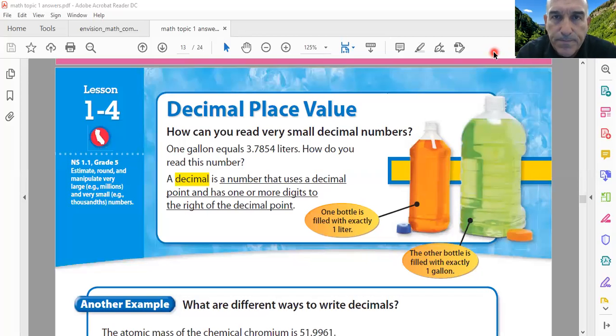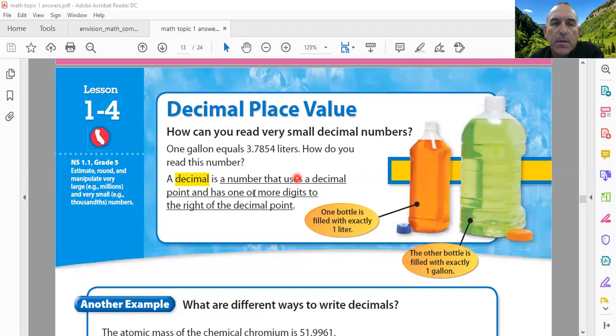Hello, boys and girls. This is topic 1, lesson 4. It can be found on page 14. I want to go over a few things in this easy lesson. Again, this is a 4th and 5th grade review.